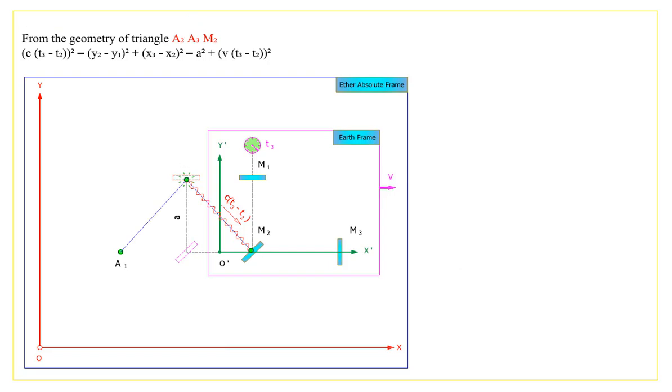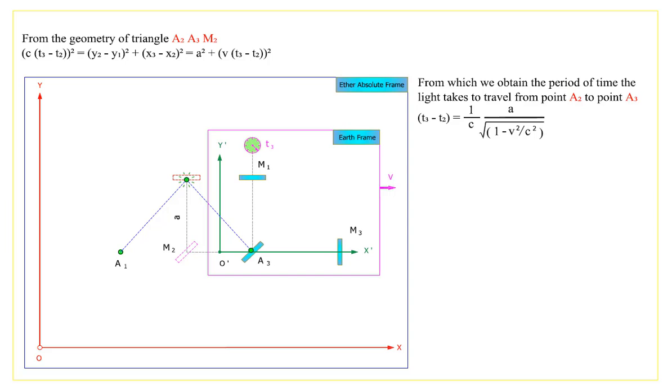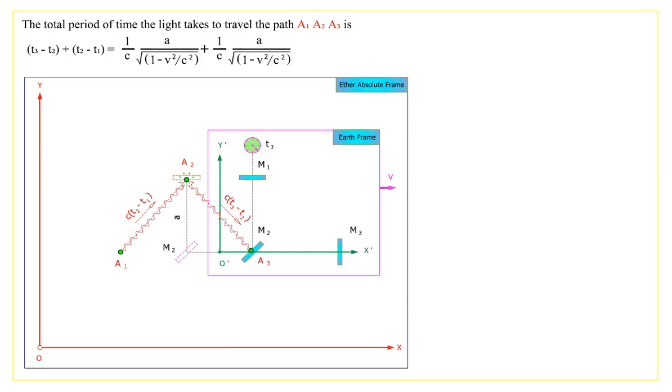From the geometry of triangle A2, A3, M2, we find the relation using the Pythagorean theorem, from which we obtain the period of time the light takes to travel from point A2 to point A3. The total period of time the light takes to travel the path A1, A2, A3 can be found, from which we obtain delta t1.